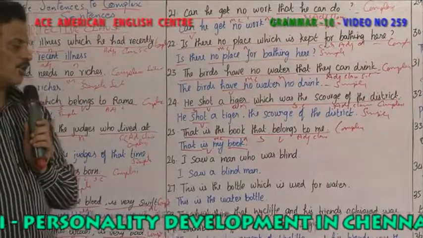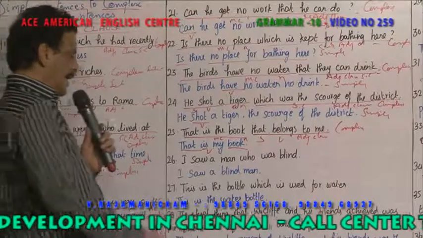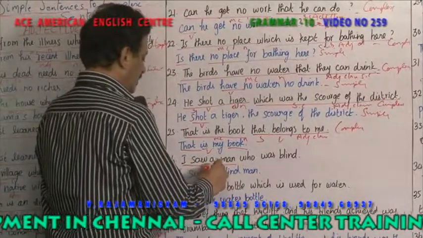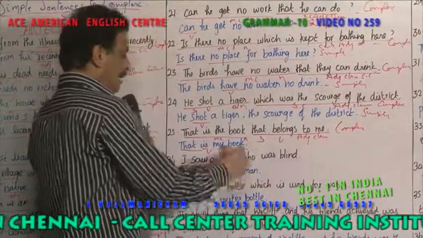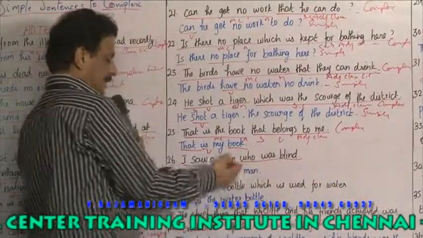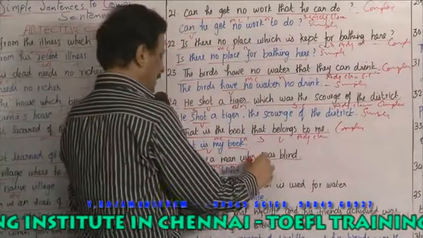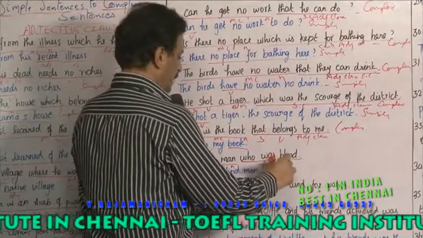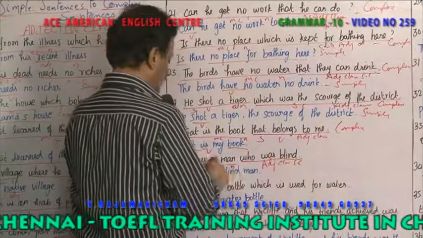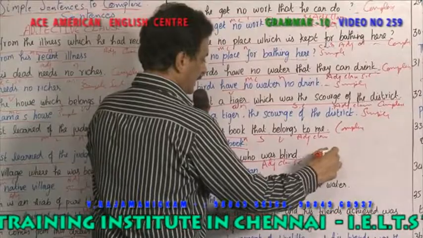Next is, "I saw a man who was blind." Which is the adjective clause? Anybody? "I saw a man" is the main clause. The man is the noun, and the man is described by "who was blind." So "blind" describes whom? The noun, man. So this is an adjective clause. This becomes what? A subordinate clause. And this is the main clause, to give you a complex sentence, right?